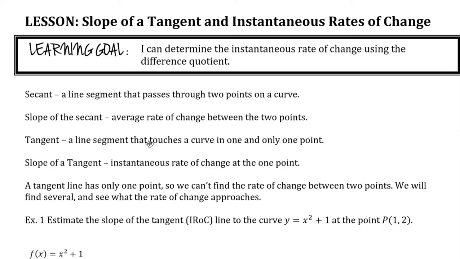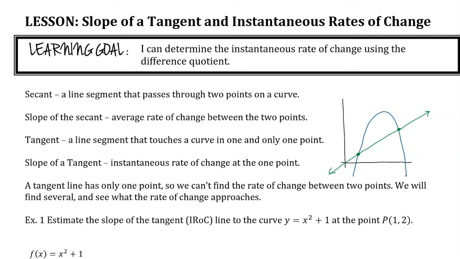So we're going to start with a few definitions here. We already talked about the secant, which is a line segment that passes through 2 points on a curve. So if my curve looks something like this, a parabola, I can pick 2 points and try to draw a line that actually goes through the 2 points. That's a secant.